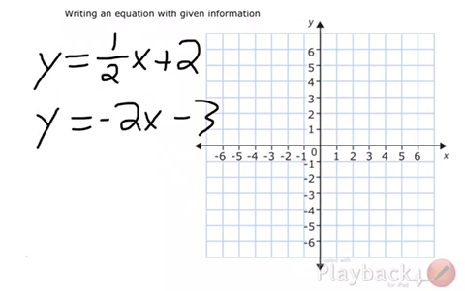Okay, now similar to the last exercise, I'd like you to take these two equations, graph them, and then jot down a couple sentences describing how these two lines interact with each other.